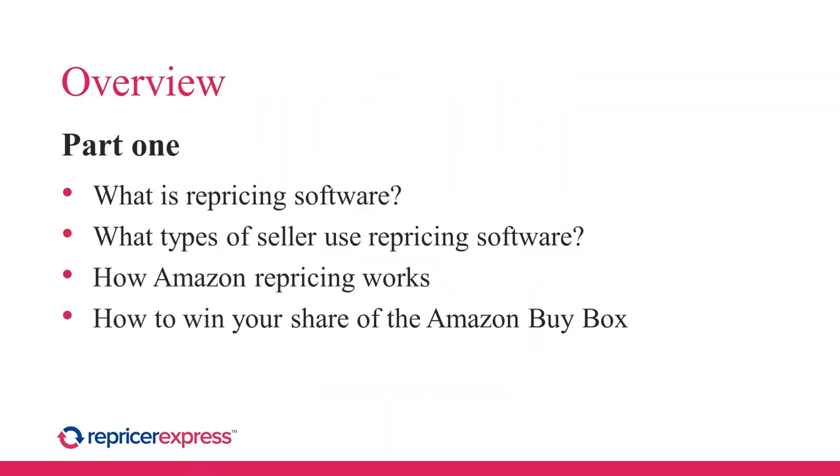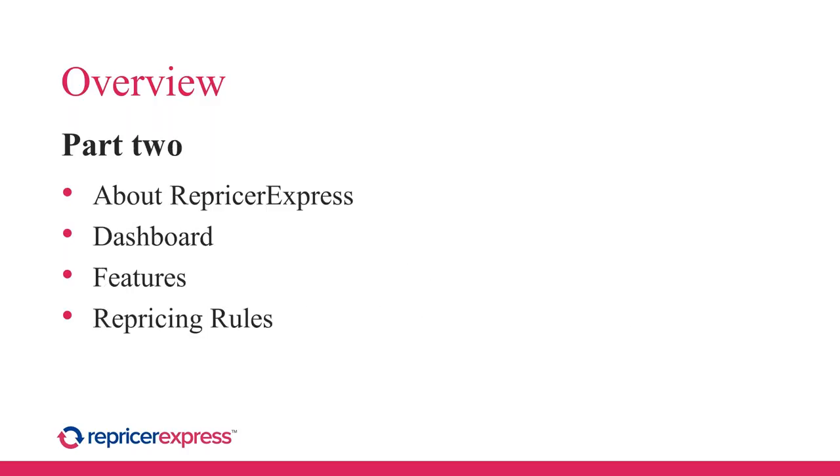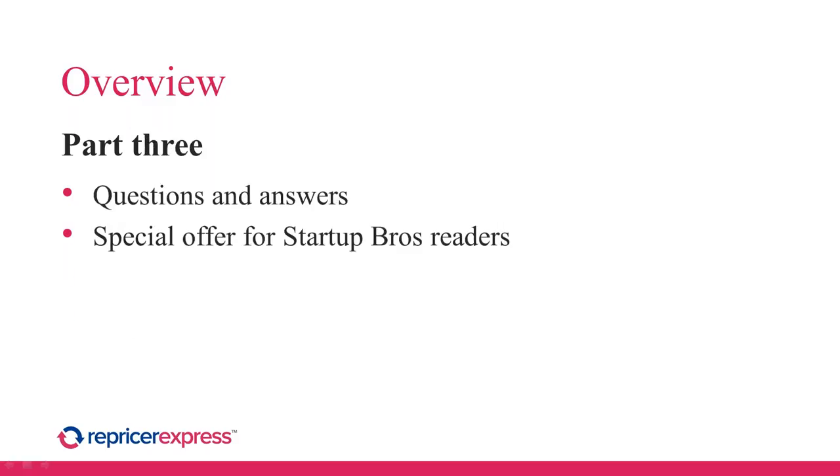So let's start by getting a quick look at what we're going to cover today. In part one, we're going to discuss exactly what repricing software is, the types of sellers who use it and why, how the whole process on Amazon works, and how to win a share of the Amazon buy box. We'll then move into part two and start discussing a bit about Repricer Express and what it does, some of the bigger features it offers, and how repricing rules can be built and set up. We'll then finish up with our Q&A session as well as a special offer, but more on that later.